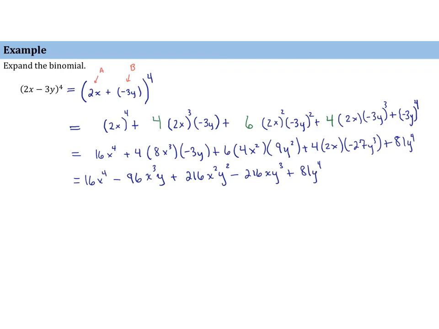Now let me make some notes that might make your life a little bit easier as you double check answers. So first off, notice that this was of the form a minus b. When that happens, your signs alternate. So positive, negative, positive, negative, positive.